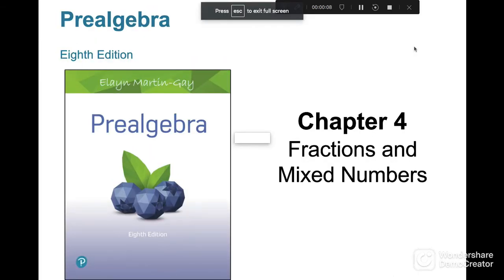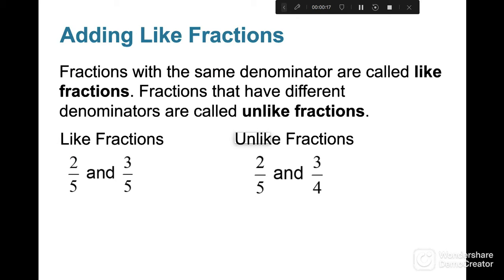Okay, today we are talking about adding and subtracting fractions. So we have like fractions and unlike fractions. Like fractions have common denominators and unlike fractions have different denominators. So in order to add and subtract fractions, what do we have to have? The same denominators.